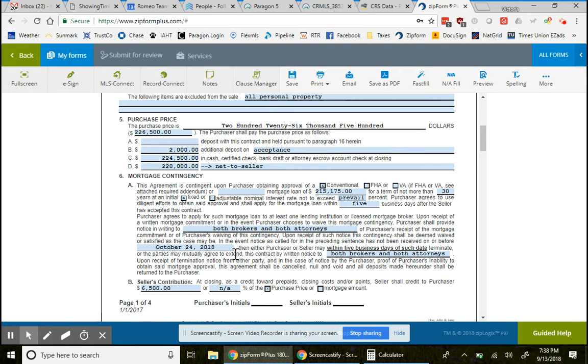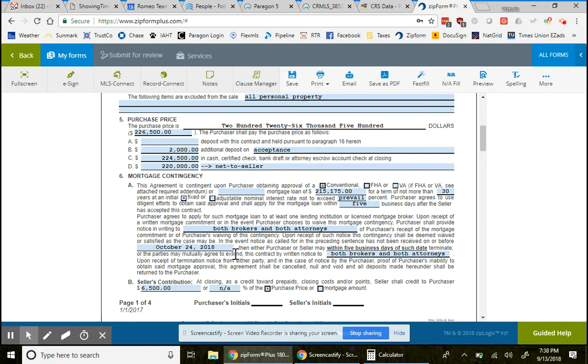Your projected mortgage commitment date is October 24th. That's the date by which you have all of your documentation into the bank. Your loan officer has sent everything into underwriting, and underwriting has said, yes, I promise to give you this loan. There might be some minor conditions attached to that, but that's your full mortgage commitment date.